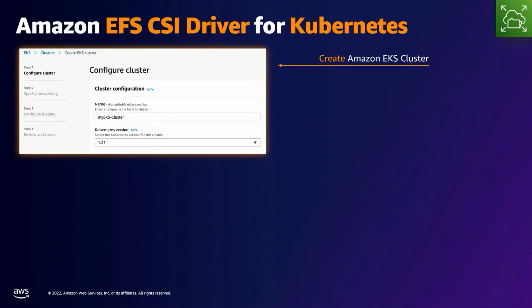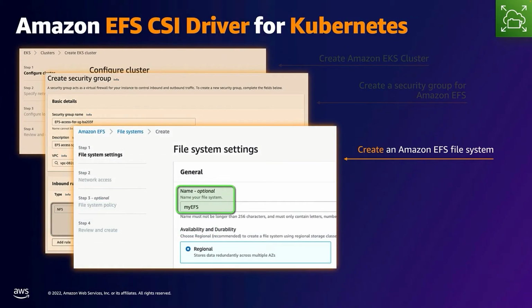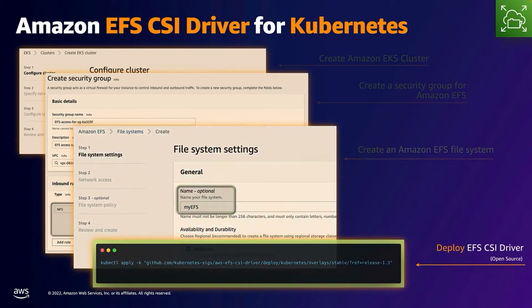So first you need to create that EKS cluster, and second you need to create a security group so that the EFS file system can be accessed from the EKS cluster, and then you have to create an EFS file system. We are going to do this through code in a while, but this is how the workflow would look. And the most important thing is you need to install the EFS CSI driver.